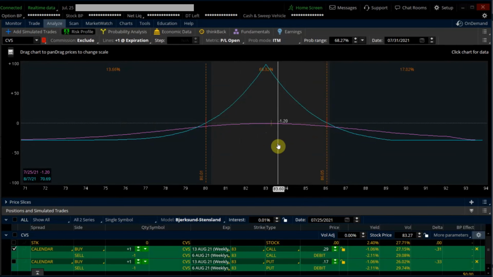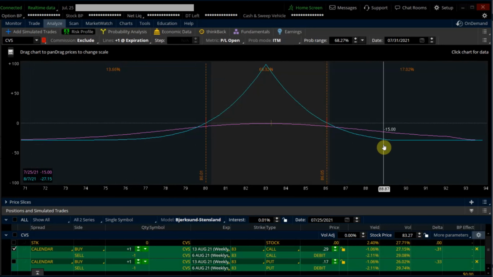That's the really good thing that I like about Thinkorswim, because you can visualize your profit and loss very nicely on the Thinkorswim platform. So why the 7th of August? Because my nearer dated contract expires on the 6th of August. So this green line shows me what my P&L will look like if I held my call calendar spread all the way to when my nearer dated contract expires.